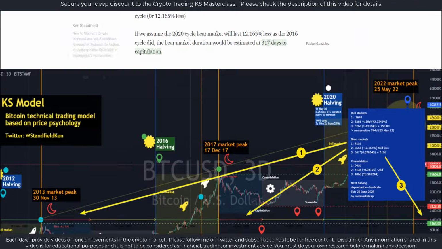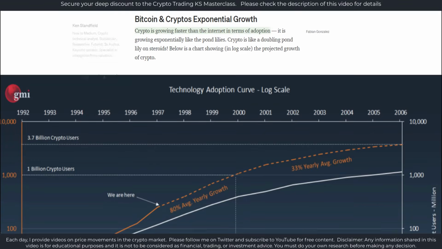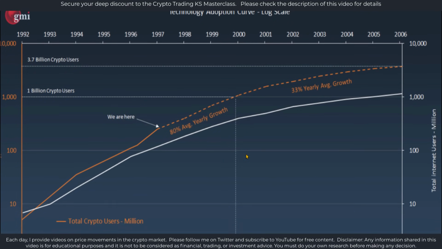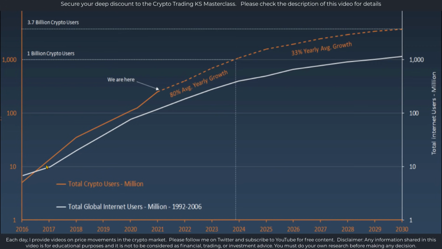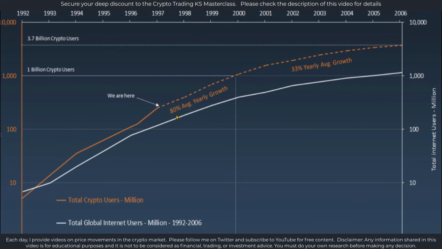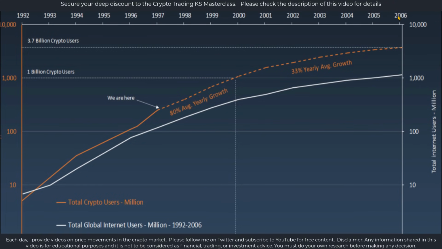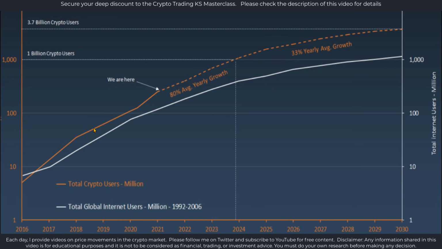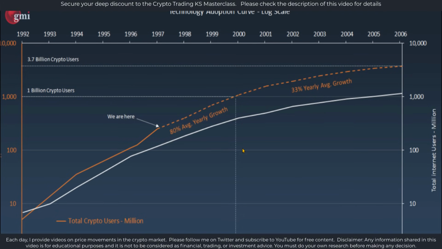What I want to show you is something very specific, so we'll just scroll down to the last part. This is a technological adoption curve put out by GMI. It basically shows cryptocurrencies are being adopted at a far greater rate than the internet. The internet adoption is here in this white line. The scale is from 1992 to 2006. This gold line is the adoption of crypto from 2016 to 2030. We can see that in terms of relative comparison, the adoption of the crypto industry is around 1997.